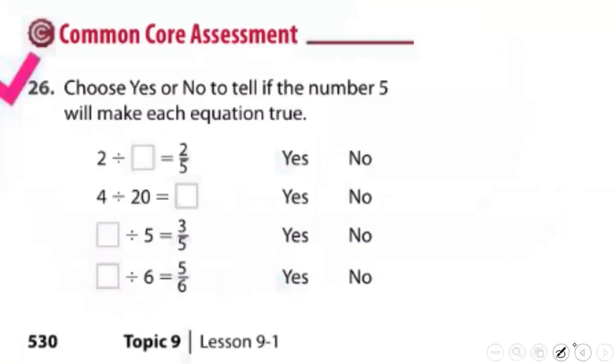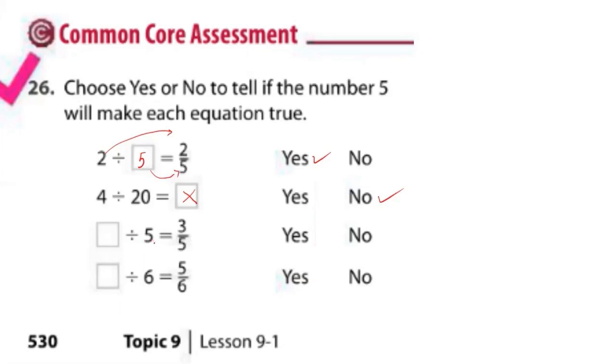Common core assessment. Write yes or no to tell if the number 5 will make each equation true or not. If you write here 5, it will satisfy the answer. Let's see. 2 numerator, 5 denominator. This one is yes. Okay. 4 divided by 20 is not equal to 5. Whatever the answer, it is not equal to 5. I'm searching for the answer that satisfies the space.